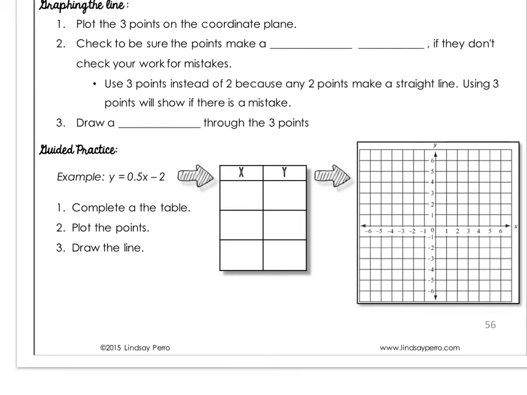Check to make sure the points make a straight line. This is really important because if one of your points is off, then you probably made an arithmetic error somewhere. So the nice thing about it is it should be obvious if it's on a straight line, so you can go back and figure out where you made your mistake. Use your 3 points instead of 2 because any 2 points make a straight line. So using 3 will show you if there's a mistake.